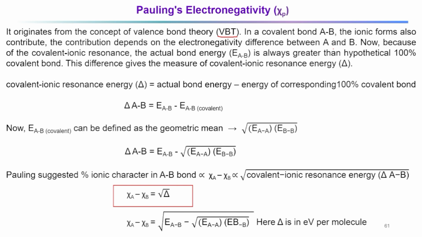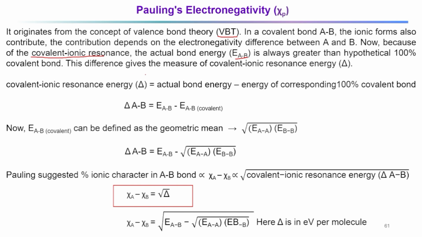So these two atoms which are forming a covalent bond also have some ionic nature inside their covalent bond. Because of the covalent-ionic resonance, the actual bond energy is always greater than the hypothetical 100% covalent bond. As I mentioned, if there is a bond between two atoms A and B, the bond has some portion of covalent bond and some portion of ionic bond. That is called covalent-ionic resonance. Some part comes from the covalent bond, some part from the ionic contribution. So because of this ionic nature, the actual bond energy, which is EAB, is always greater than the hypothetical 100% covalent bond.